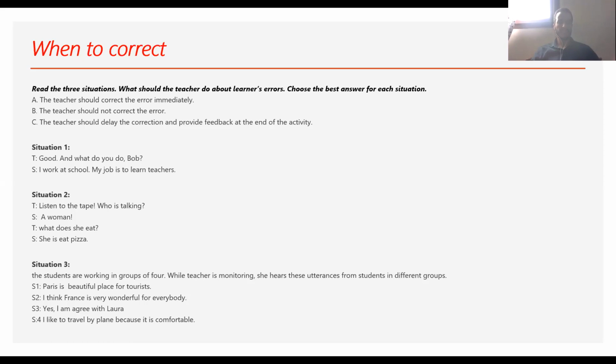Is there a mistake here? Wonderful. Very wonderful. It's correct. Good. So there is an indefinite article again. Yes, I agree with Laura.